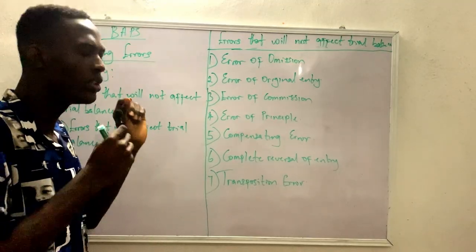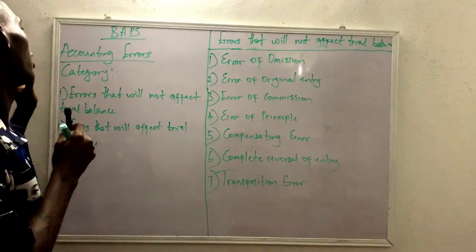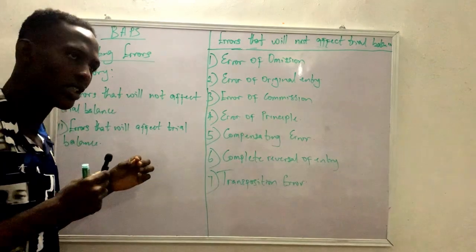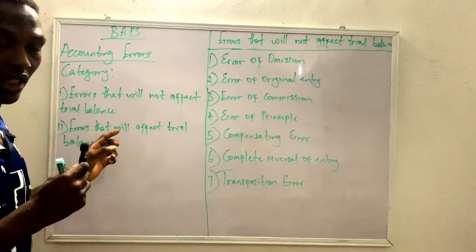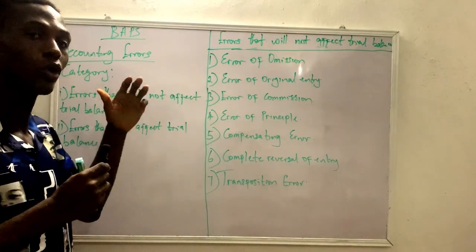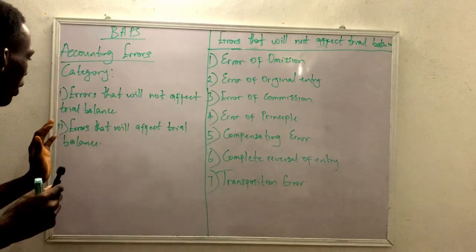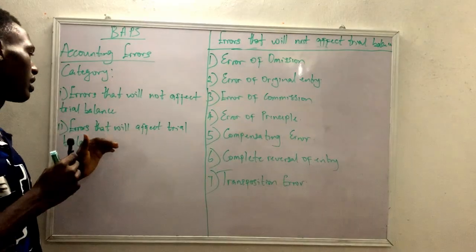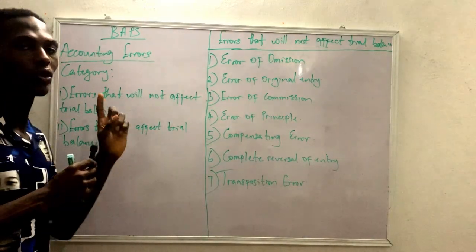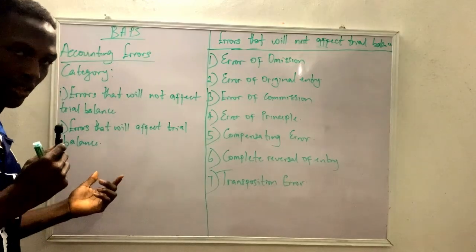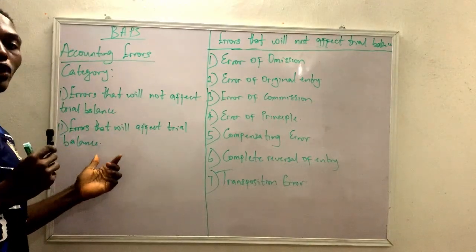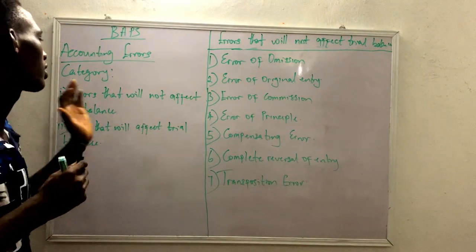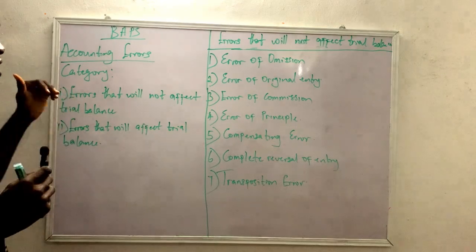Another keyword you need to take note of is that for errors that will not affect trial balance, most of the time there is more than one account involved, that is, two upward. But for errors that will affect trial balance, most of the time it is just one account that is affected, and that's why we need to make use of suspense to balance it up. So my main focus for this class is errors that will not affect trial balance. Let's start with that.